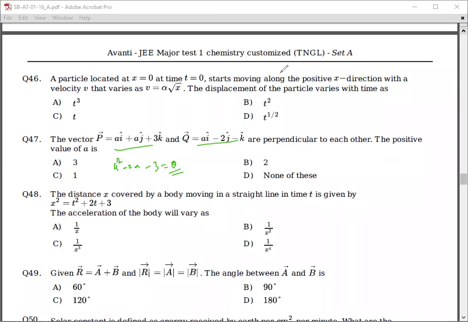Okay, चलो, now someone asked 48. So tell me, the distance x covered by a body moving in a straight line in time t is given by this. The acceleration of the body will vary as. सिंपल है ना, यहाँ पे तुम लोग को दिक्कत कैसे हुआ? यहाँ पे चेन रूल लग जाएगा ना, यस और नो? टेल मी, डोंट यू थिंक यहाँ पे चेन रूल लग जाएगा 48 में? हाँ या ना?